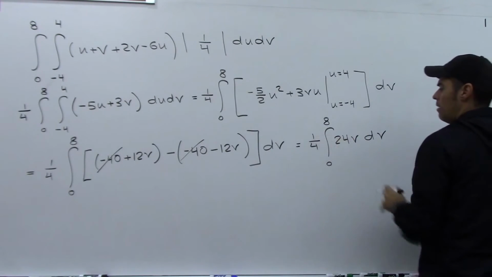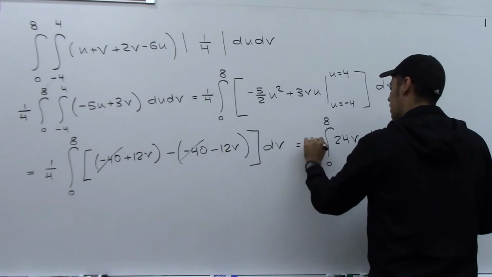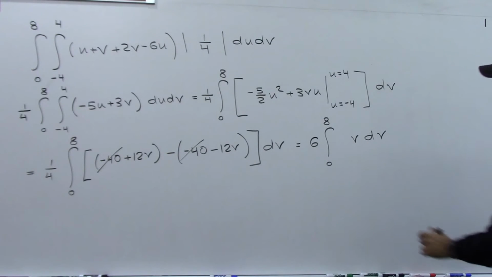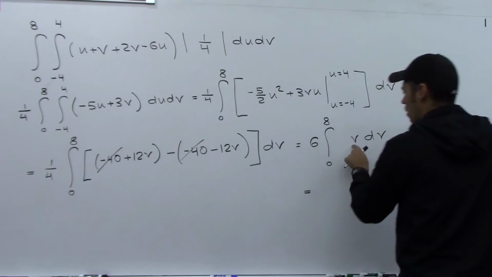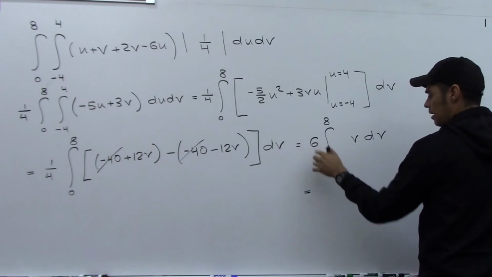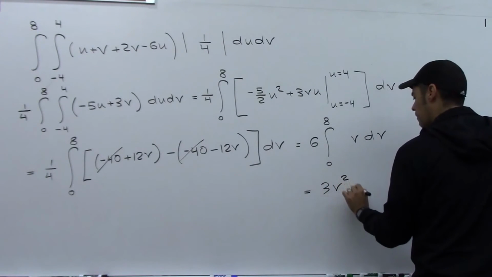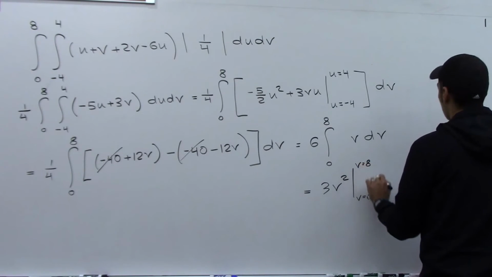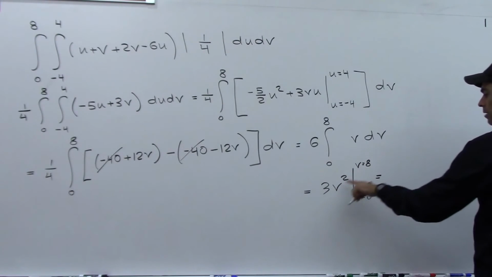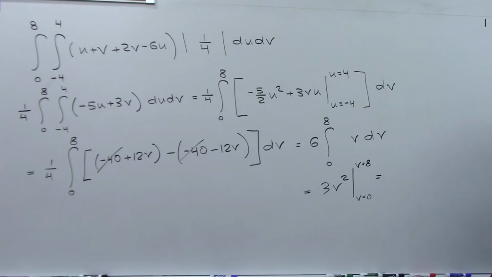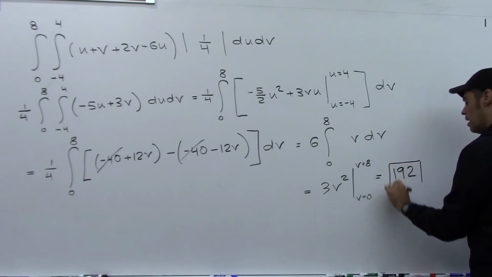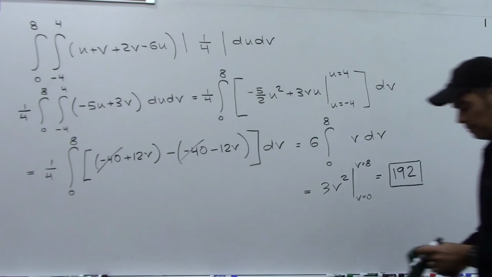Go ahead and pull the 24 out. Just make that a 6 out here. Why not, right? The antiderivative of v is going to be 1/2 v squared, but then times 6. So 3v squared, evaluated from v equals 0 to 8. And 8 goes in there, 64. 64 times 3, 192. And then 0 goes in here, you get 0. So 192 is the value of that double integral.